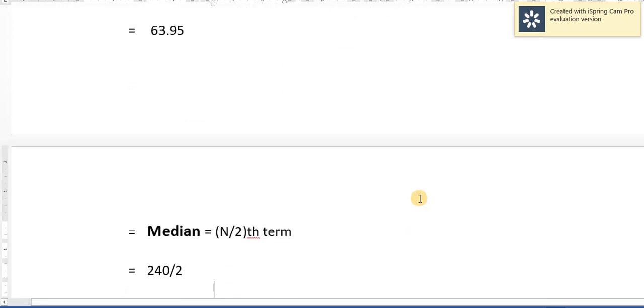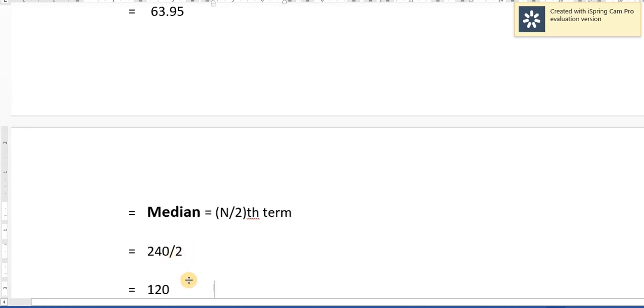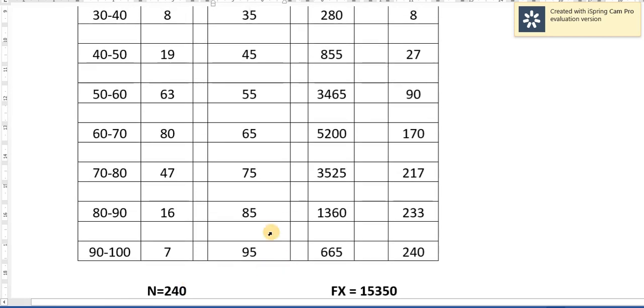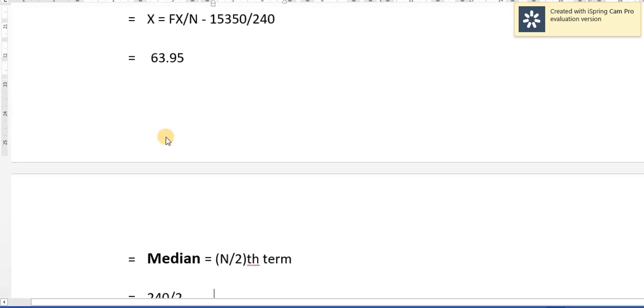Here we already know the median formula uses n by 2. n is 240, divided by 2 is 120, so we need the 120th term, which lies in the median class. Look here: after 120, which cumulative frequency is there? 170. So we select this row. Here 170 is the median class. So the CF, the cumulative frequency, is 90, and the frequency is 80, which we have taken here. I'll show you now.